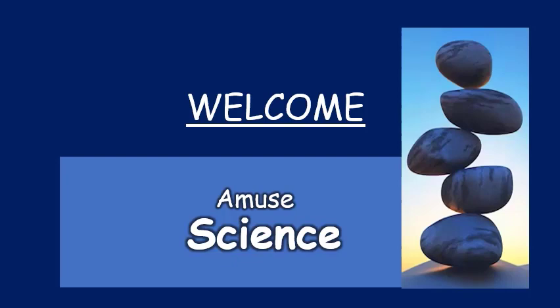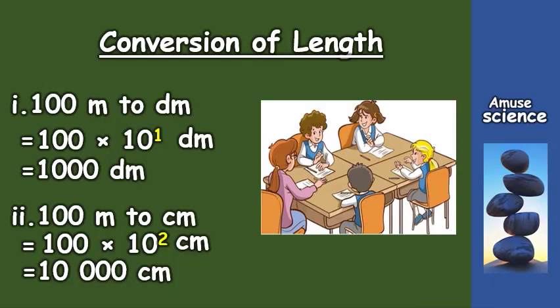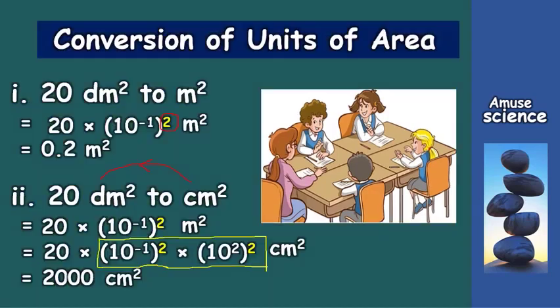This is our third tutorial on how to convert the units of physical quantities. In the first two tutorials, we looked at how to convert the units of length and area. The concepts we developed from the first two tutorials are going to be very useful in this third tutorial.